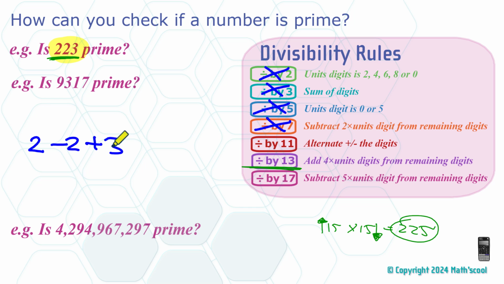So 2 minus 2 is 0, plus 3 is 3, and 3 is not divisible by 11. So no, 11 is not a factor.